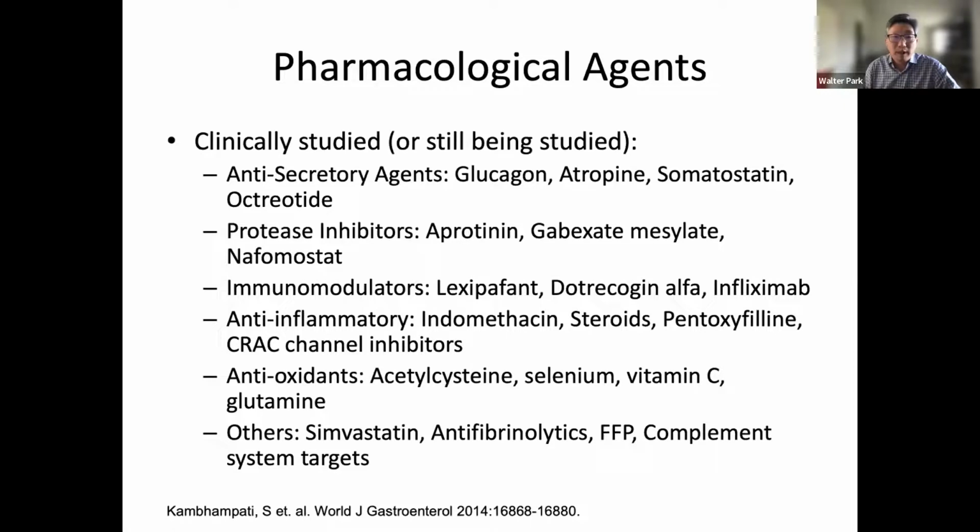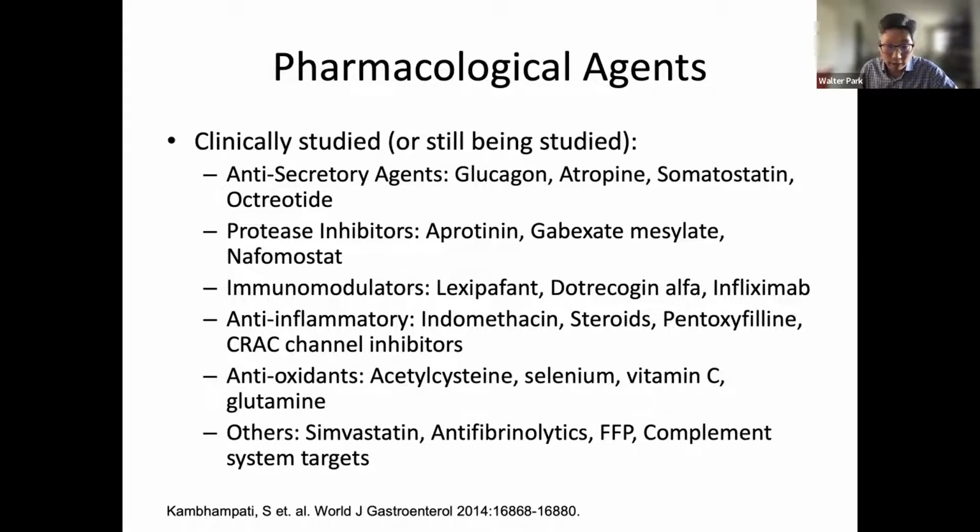So now that you've made the diagnosis, you've considered the etiologies, you've assessed the severity, now you want to talk about pharmacological management of acute pancreatitis. And this is the big take home: we do not have any pharmacological agents as of now for acute pancreatitis. And we hope that will change, but this is actually a list of previously studied agents, both preclinical and clinically studied.